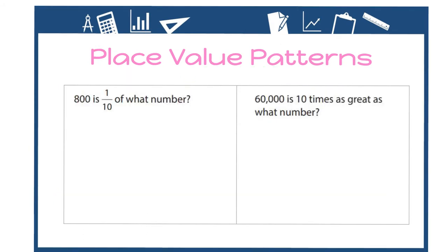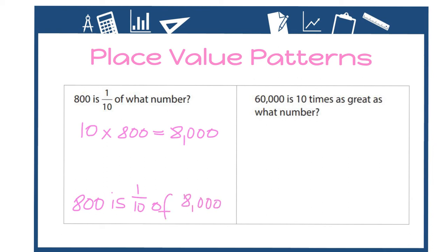Okay, let's look at these two examples. 800 is 1/10 of what number? So if 800 is 1/10 of the number, it means that I need 10 of the 800s to get to my number. So 10 times 800 will give me my number, and 10 times 800 is 8,000. So 800 is 1/10 of 8,000.